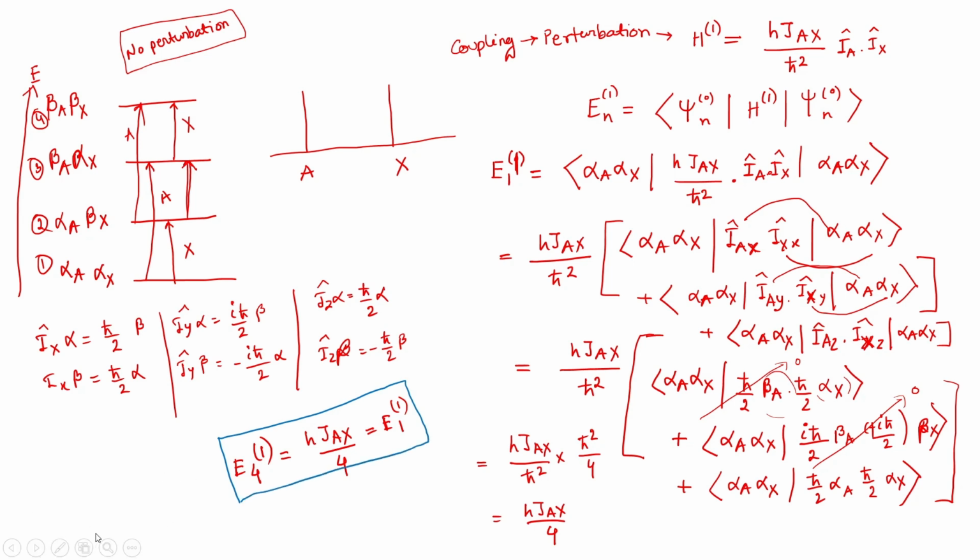Okay, so I will go to the next page, and where we will discuss the perturbation, the correction to the second state and third one. So this is, remember I hope, alpha a beta x, right? And then so this part is there, h jx by h cut square is there.